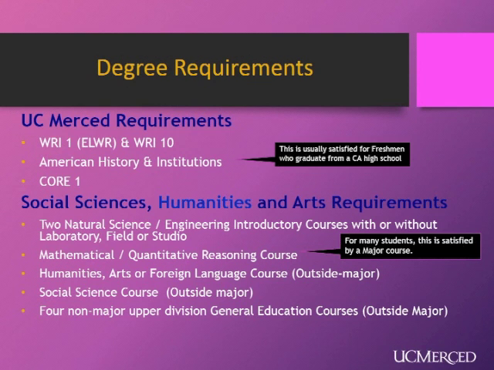Social Sciences, Humanities, and Arts requirements are courses all students in SSHA majors need to take. You will need to take 2 natural science or engineering courses with or without lab. You will need a mathematical or quantitative reasoning course. However, this may be satisfied by some students by a major course. Check your My Audit and University catalog for more information. You also need a Humanities, Arts, or language course that is outside of your major. You need a Social Science course that is outside of your major as well. And 4 Upper Division General Education courses. A list of courses that fulfill these requirements can be found in the SSHA Advising page under the Student tab.